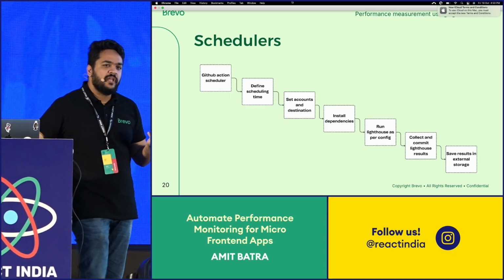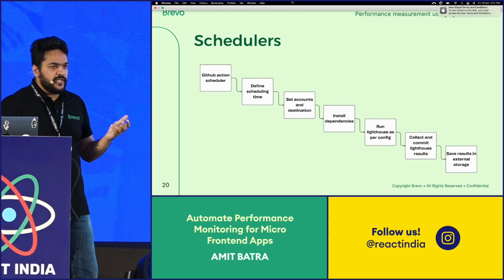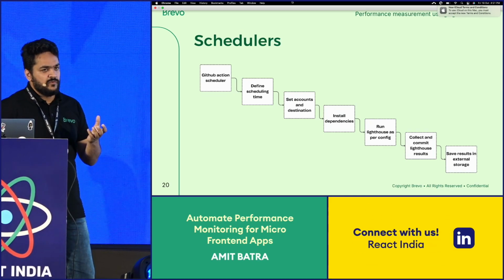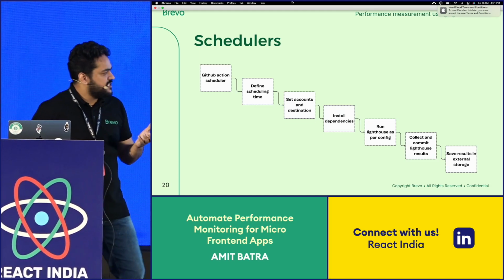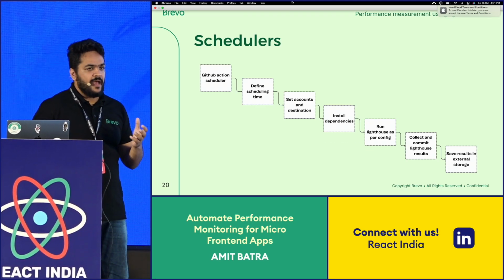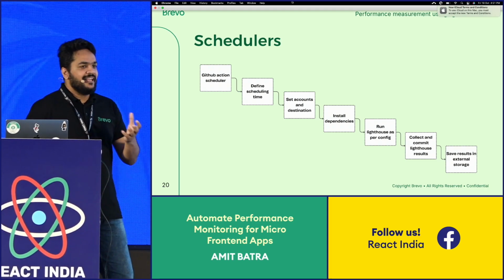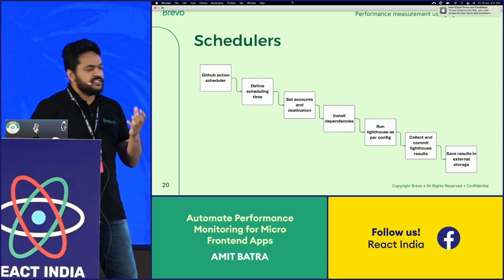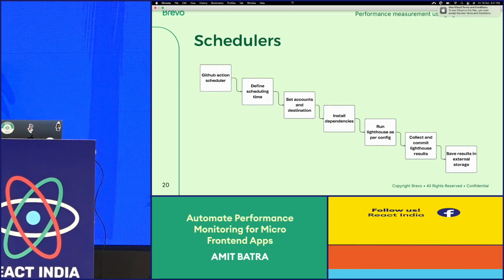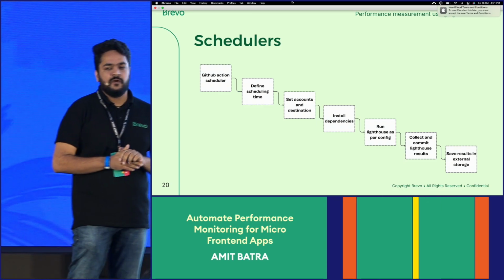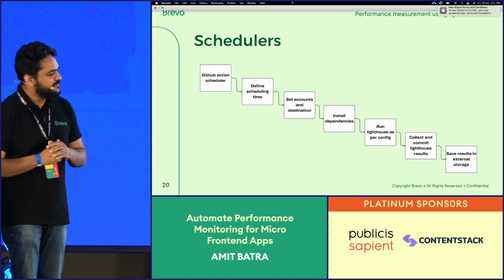Next are the schedulers that work in a collective environment. We have created our own Lighthouse automation workflow, which gets triggered at defined schedule times. It also takes the right set of accounts and all the product URLs, followed by the same process of installing dependencies, running the Lighthouse configuration as per your use cases, collecting and committing the results, and saving them to external storage. In our case, we are using Metabase, an analytical tool that helps you perform analytics over it.